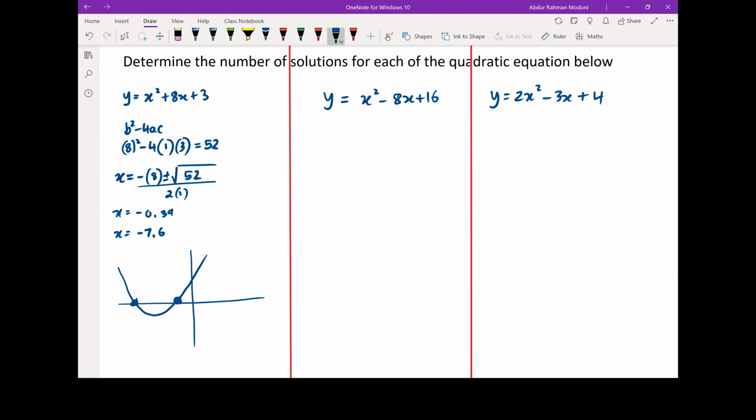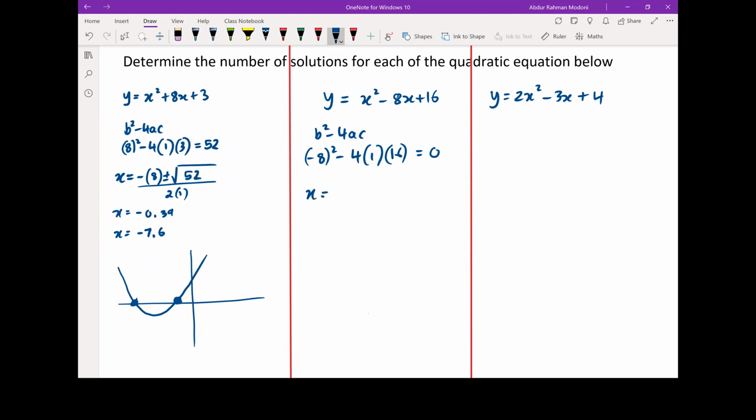What about the second example? Let's take a look at, first of all, its discriminant, b squared minus 4ac. Write down the discriminant first. What is it in this case? Well, b squared is minus 8 all squared, minus 4 lots of a, which is 1, times c, which is 16. And if we get that, the answer comes out to be 64 minus 64, which is equal to 0. So let's go and take a look at solving this to actually find out what it would look like if we were to sketch it.